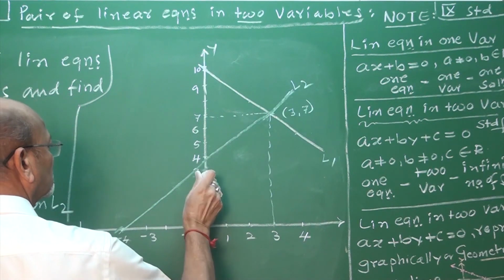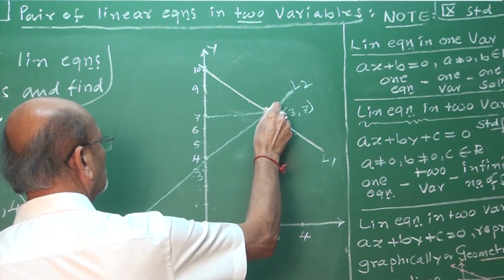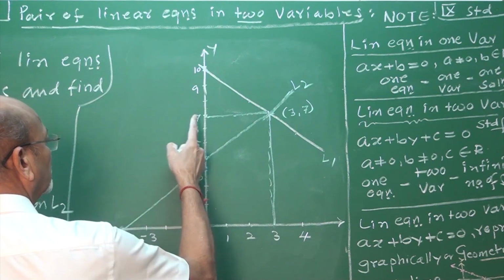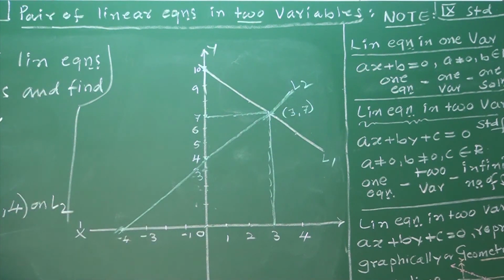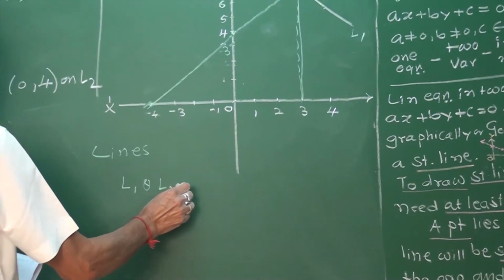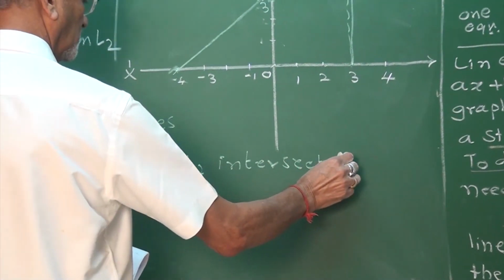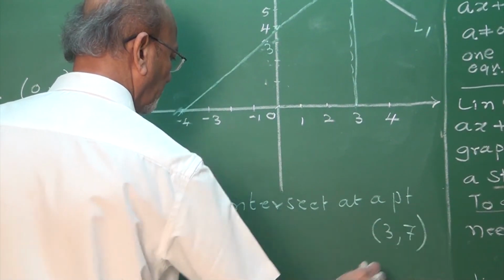Yes, my friend, this is 3, this is 4, this is 0.7, this is 0.3. So this is x equal to 3, y is 7. This is the point of intersection. Therefore, 3, 7 is the point of intersection. The lines L1, L2 intersect at the point 3, 7.